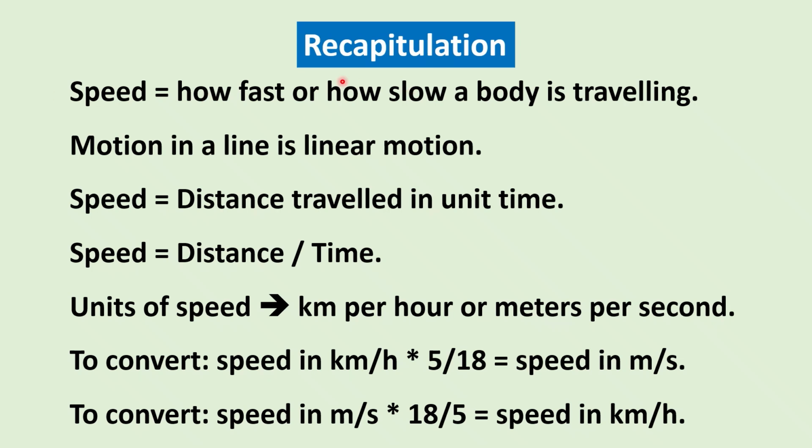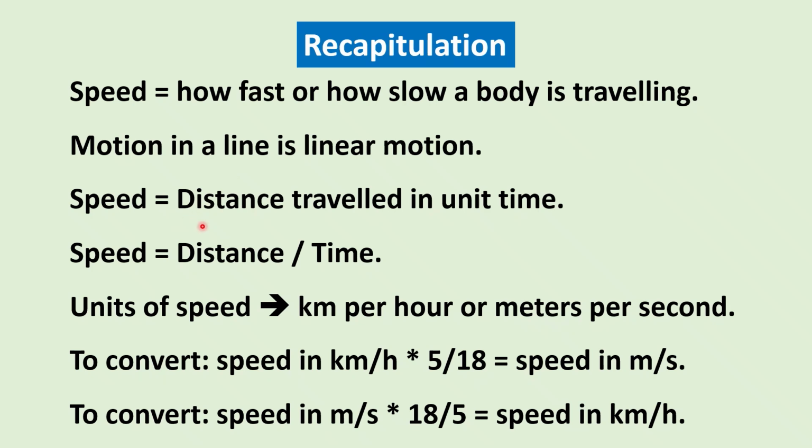We will be having some basic recapitulation of what we studied. We know that speed is how fast or how slow a body is traveling, how fast or how slow a body is moving. A body moving very fast means high speed, and a body moving very slow means low speed. Now we are dealing with motion in a straight line, and that is linear motion. So we are only dealing with motion in a straight line or linear motion.